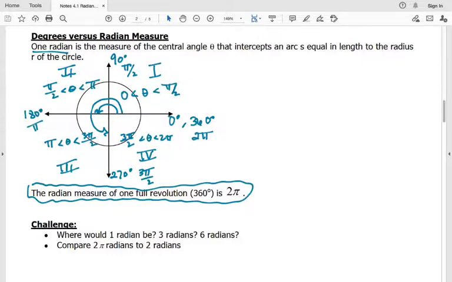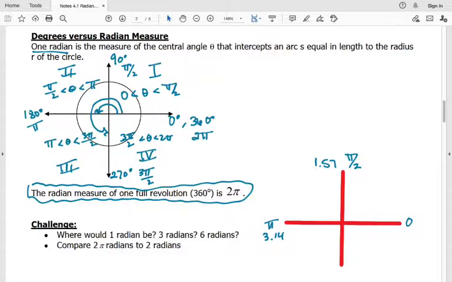All right, so now I want you to think about where 1 radian would be. So let's draw our x and our y-axis. I want you to think about the fact that this is 0, this is pi over 2, and this is pi. And if you think about what pi is as a number, pi is about 3.14. And then half of that would be about 1.57. So 1 radian would be in this quadrant 1 right here.